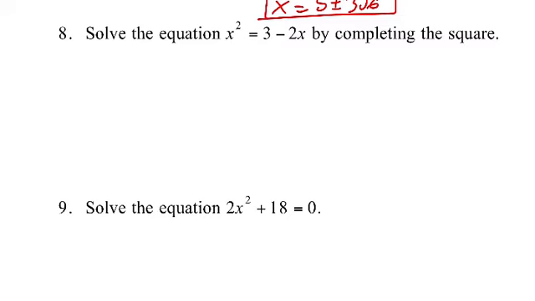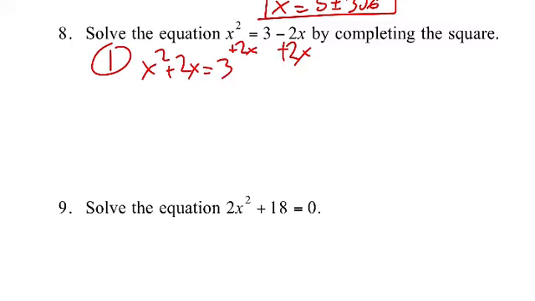Solve the equation x squared equals 3 minus 2x by completing the square. We've got some steps we need to follow for this. So step 1 says get all of the variable terms on one side and all the constants on the other. So I'm going to add 2x to both sides, giving me x squared plus 2x equals 3.